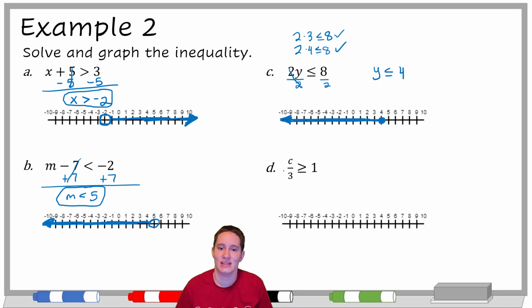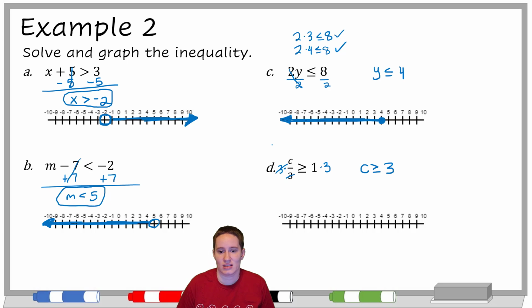All right. D, c over 3 is greater than or equal to 1. Now this is probably one that is trickier just because every time we see this fraction, we have to remember how to solve it. I think that's tricky. So we're saying c divided by 3 is greater than or equal to 1. So the opposite of dividing by 3 is to multiply by 3. So this is c is greater than or equal to 3.